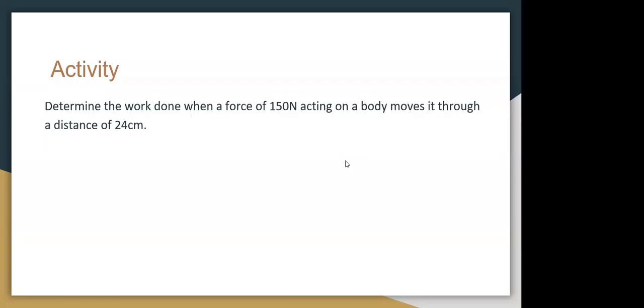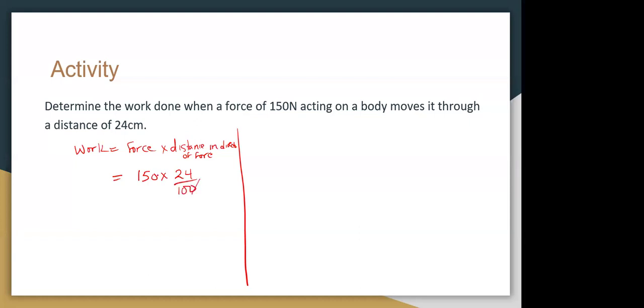Okay, what I did, since work is force times distance in direction, the force was 150 newtons, and since the distance is usually in meters, I said 24 out of 100 meters. I cancelled the 0 with the 0 from 150, and then I divided 10 by 2, I got 5. I divided 24 by 2, I got 12. Then I divided 5 by 5, I got 1. I divided 15 by 5, I got 3. Then I got 12 times 3, which is 36 joules.